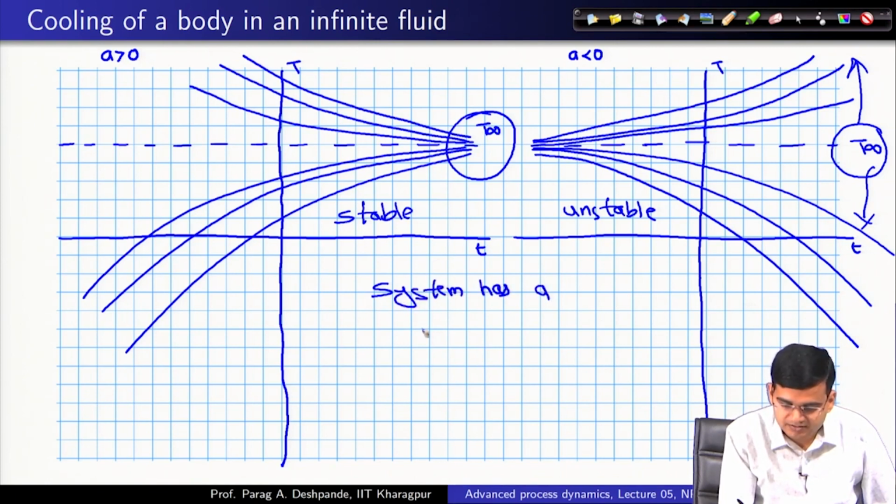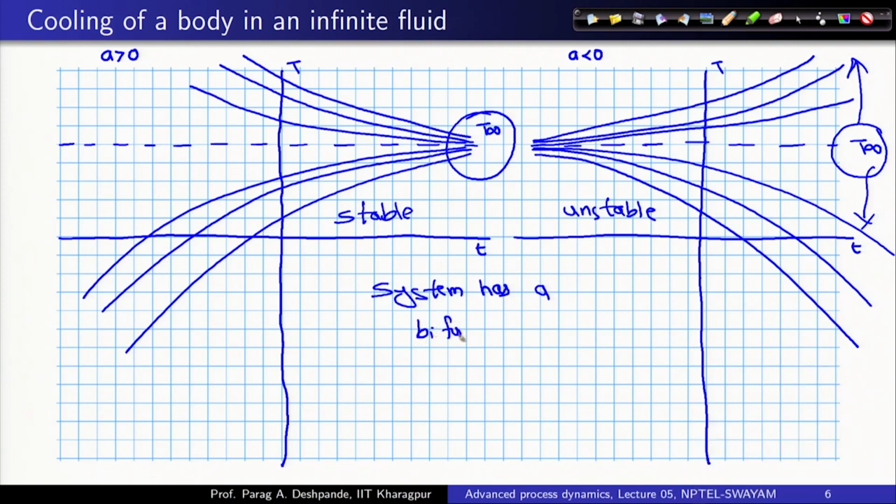has a bifurcation, and the bifurcation parameter is a, and the system has a bifurcation about a equal to 0.